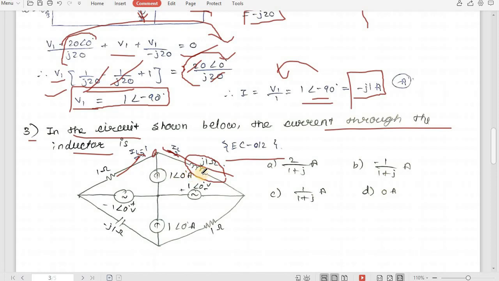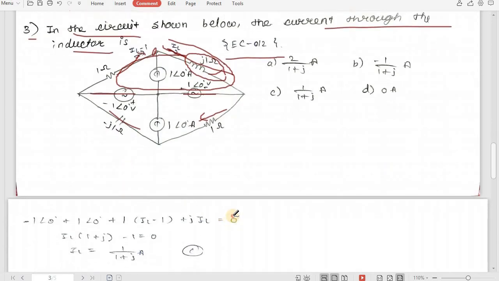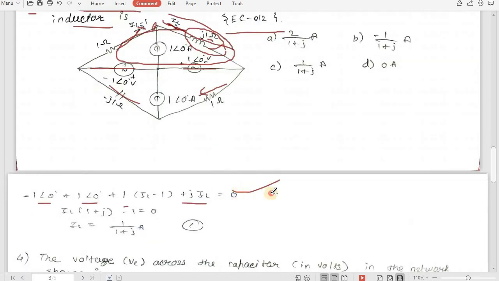Now let's see whether we can apply KVL or not. You can see we know this branch current, we know this resistance. Here we don't know the current, here we don't know the current, here we know the voltage, here we know the voltage. Now if we apply KVL like this in this bigger mesh, we will get IL times J1 ohm minus 1 angle of 0 degree plus 1 angle of 0 degree plus 1 into IL minus 1 plus J into 1 into IL. So this is our first equation.